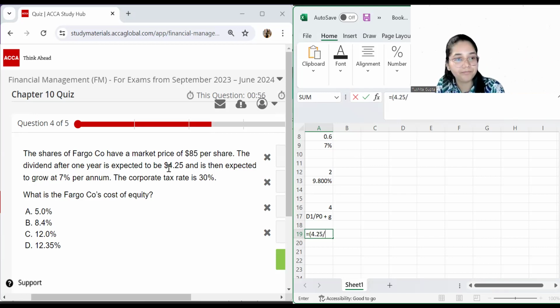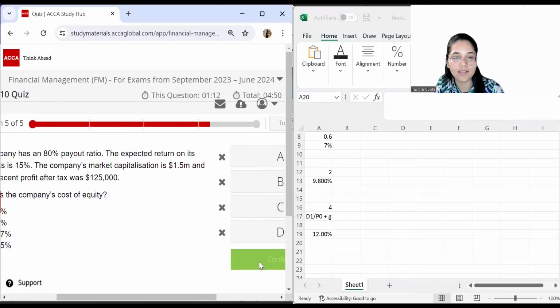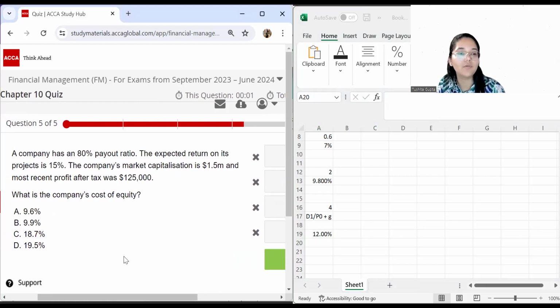Your the current market price, which is given to be 85, and then you add manually to it your growth rate, which is 7%. So if you hit enter, you're going to get your answer as 12%, which makes your option C the correct answer. Let's move ahead to the last question now.